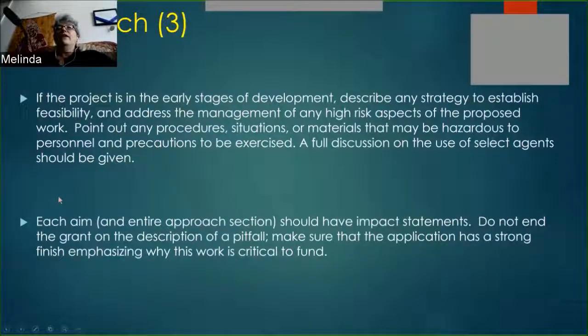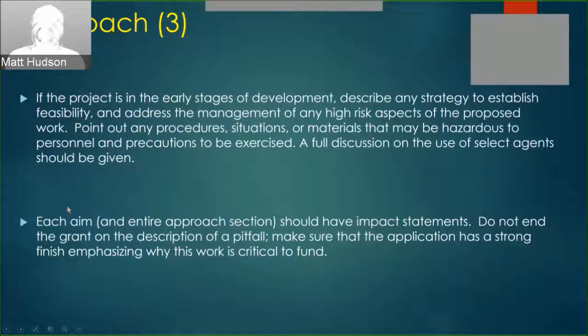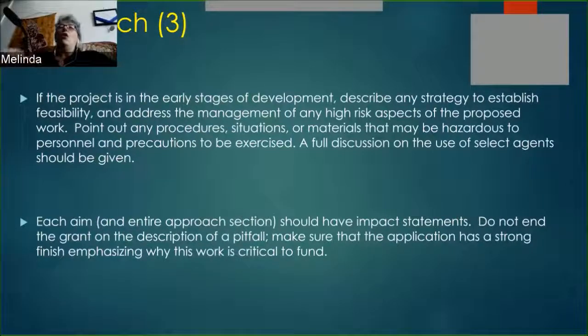And finally, for each specific aim, I highly recommend you write an impact statement for each aim. And then make sure you end your approach statement on another global impact statement. You can't hammer home the impact of your project too much, and you particularly do not want the last thing that the reviewer reads to be a pitfall. You want to make sure the application has a strong finish, emphasizing why that work is critical.